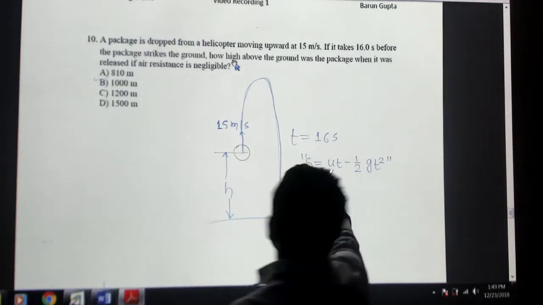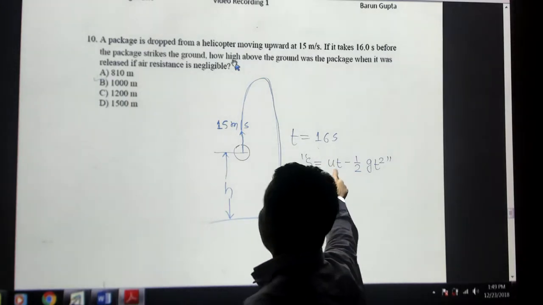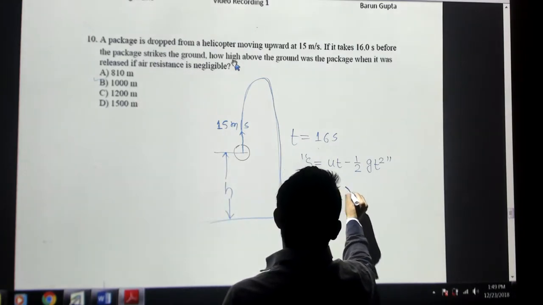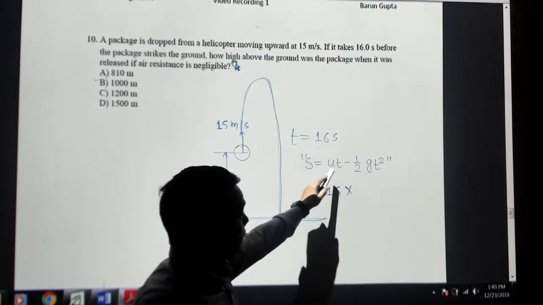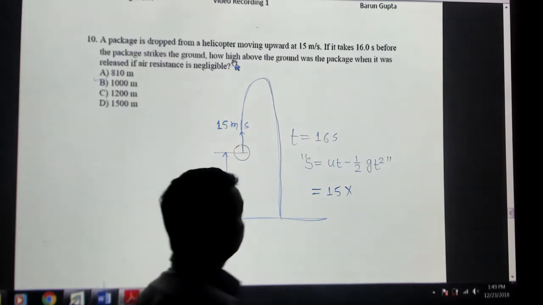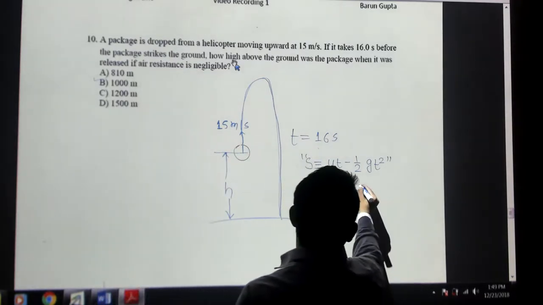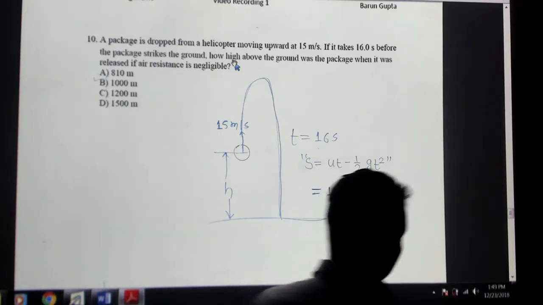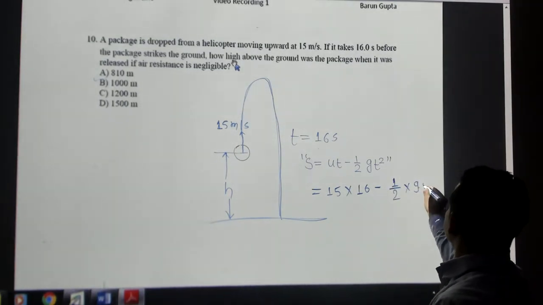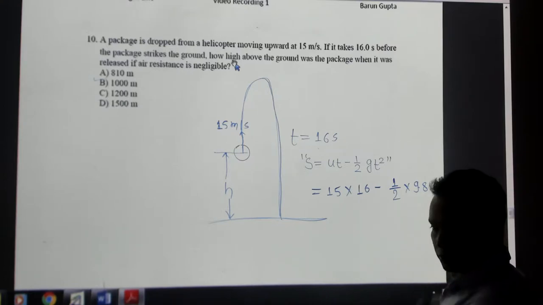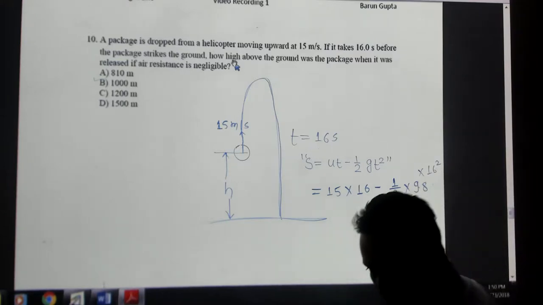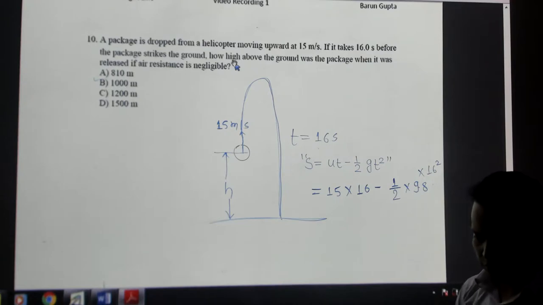What is your initial speed? This initial speed is 15 meter per second. And the total time. See here, the negative. I'm using the total time here. When you use the total time, it takes everything into account. The total time is 16 seconds. Negative half, g is 9.8, times 16 squared. Okay, so just plug in all the information here.